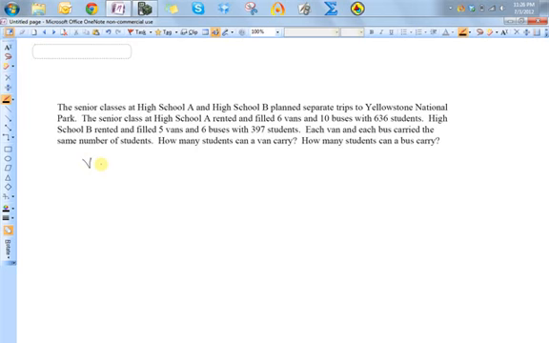So I'm going to start by letting V equal the number of students in a van, and B is going to be the number of students in a bus. I'm going to use the ditto marks here so I don't have to write that again. Okay, so let's look at high school A.